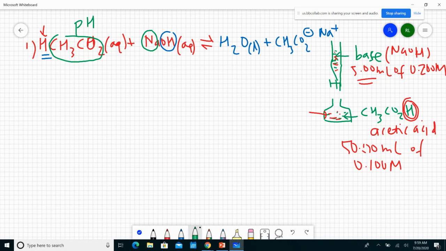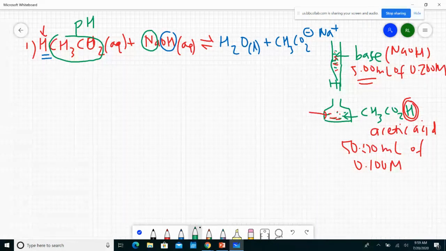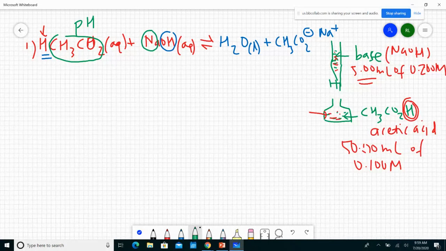All right, so first thing, make sure it's balanced. I look at it and it looks like it's balanced. Next step, the next step is what can be tricky. So next step, I've said using ice table, calculate the moles and finally the concentration of reactants.